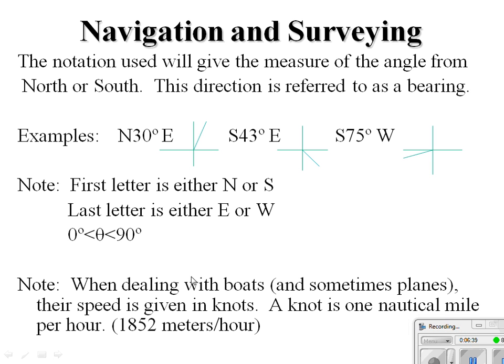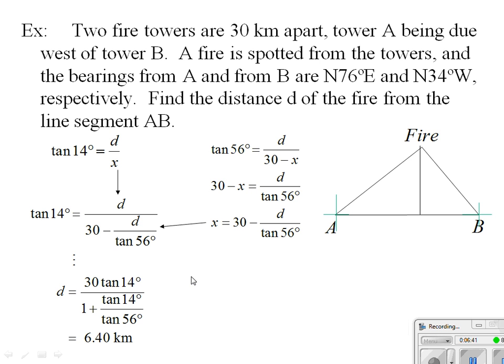Okay, let's see. So fire towers. So if we have 2 fire towers, they're 30 meters apart, Tower A being due west of Tower B. Okay, if you stop there for a second, due west means straight to the left. So A is to the left of B. This is a horizontal line. The distance between A and B is 30 kilometers. Okay, keep going. It says, a fire is spotted from the towers.